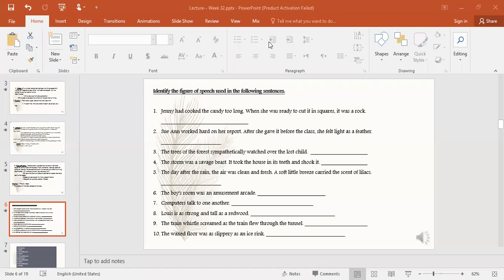Ali, Basma, do it. Larissa. Yes, miss. Number 6. The boys' room was an amusement arcade.